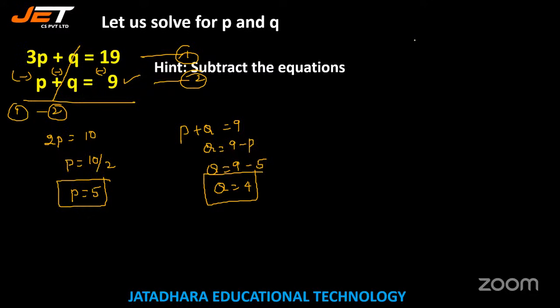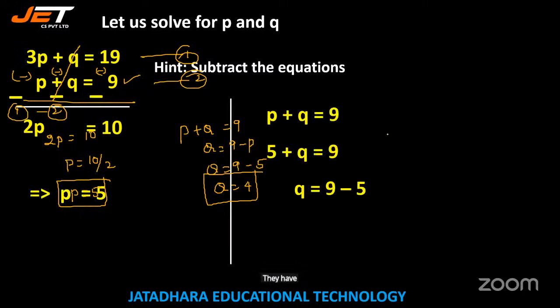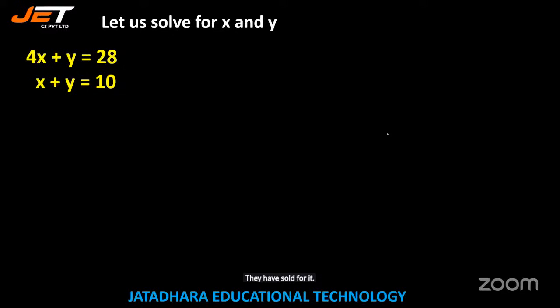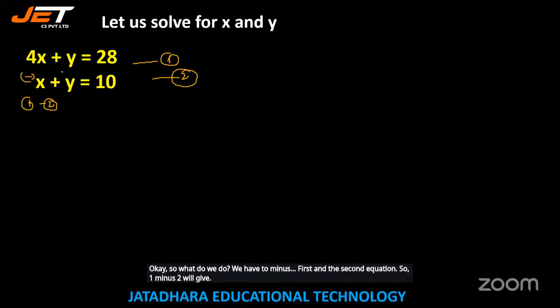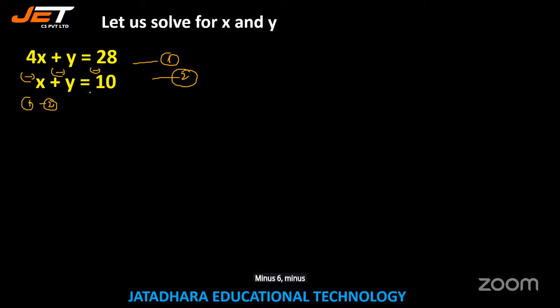Yes. Let's move on to the next question. They have solved for it. Yeah. So here we have 4x plus y is 28, x plus y is 10. Okay. So what do we do? We have to subtract the first and the second equation. So 1 minus 2 will give 3x, minus y minus 10, so plus y and minus y will get cancelled.